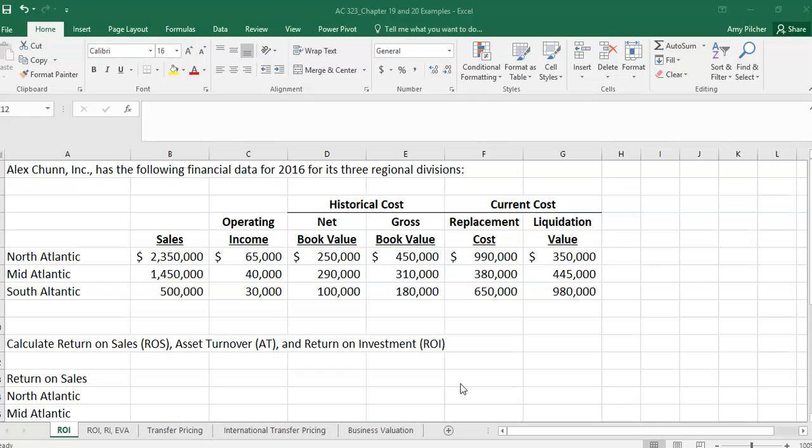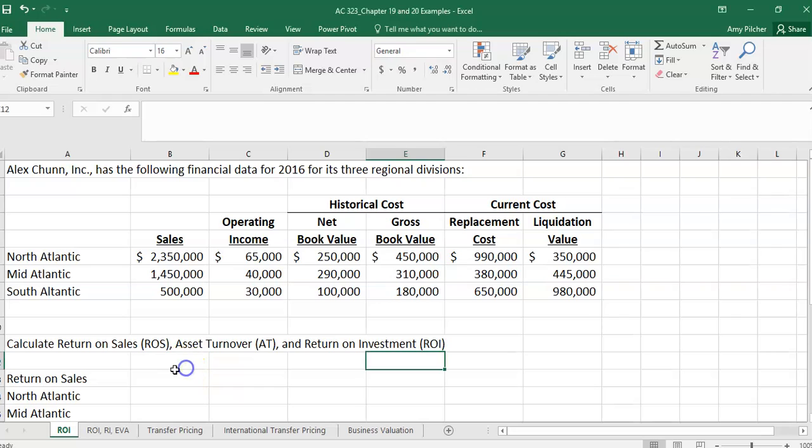We also have different locations. So we know that assets in New York cost different than assets in Des Moines. So if we're trying to evaluate a division in New York versus a division in Des Moines, those different asset valuations can give very different return on investment calculations.